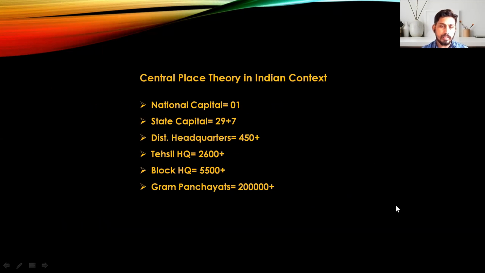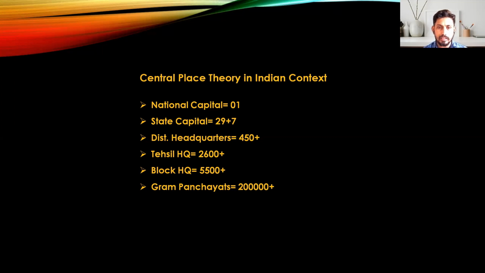When we try to apply the central place theory in the Indian context, the following points are observed. According to the theory, we have one administrative center, which is the national capital. State capitals are 29 plus 7. District headquarters are 450 plus. Tahsil headquarters and block headquarters are about 7 to 8,000. So when we look at these middle order centers, they are the maximum in number as compared to the highest order centers performing administrative activities. Administrative centers are very few in number as compared to marketing and transportation centers.